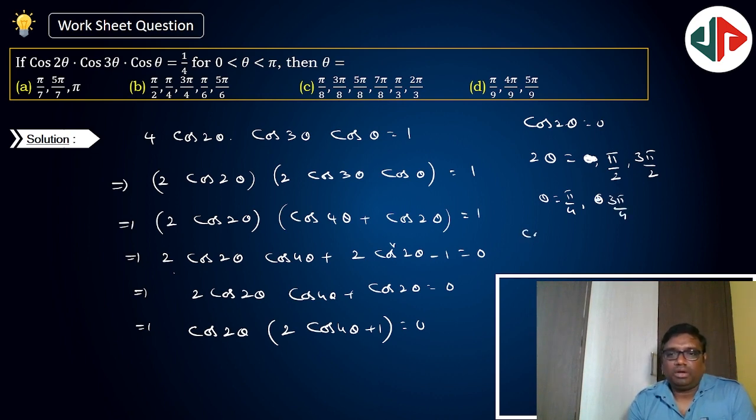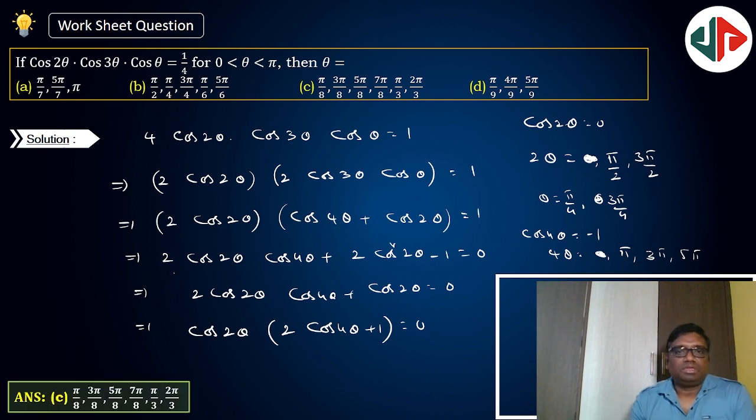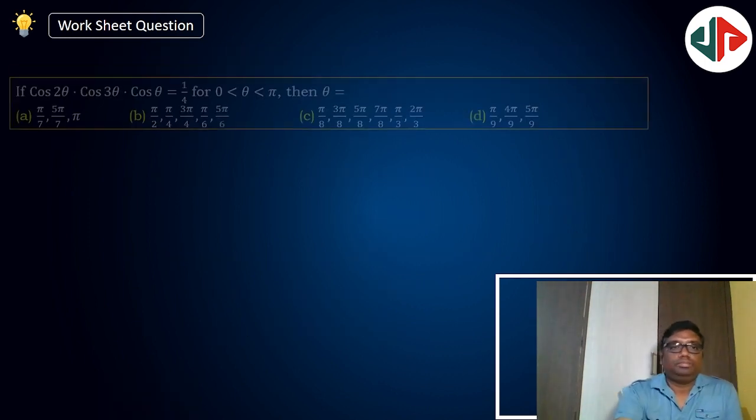In the same manner, cos 4 theta is equal to minus 1, which means 4 theta is equal to pi only. Next 3 pi, next 5 pi we have to take. So if you find all these values, it means option C: pi by 8, 3 pi by 8, 5 pi by 8. Let us see the next question.